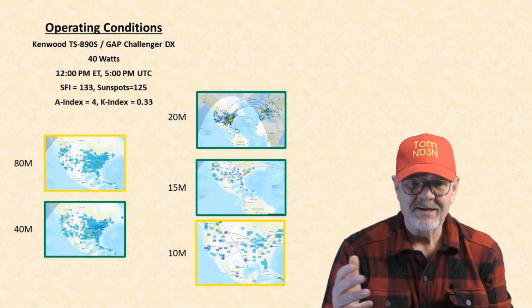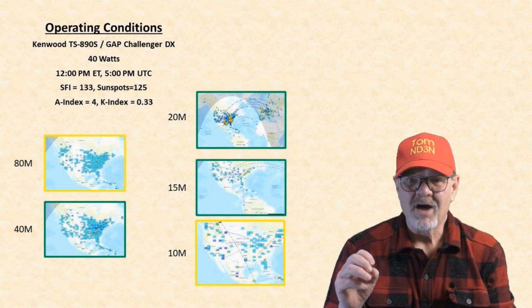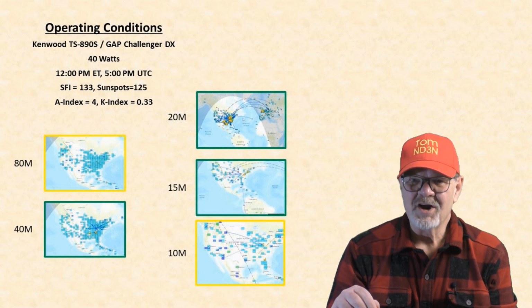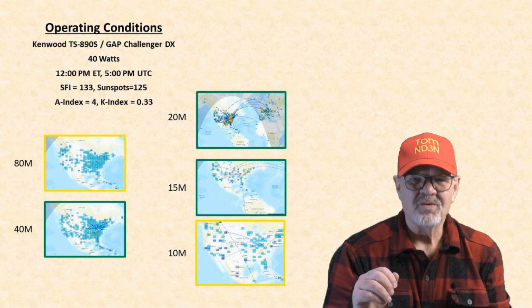Starting off at noon on Saturday, as I noted before, the operating conditions using my Kenwood TS890 and Gap Challenger DX antenna running 40 watts. The solar flux index is 133 with 125 sunspots. The planetary A index is 4 and the K index is 0.33.